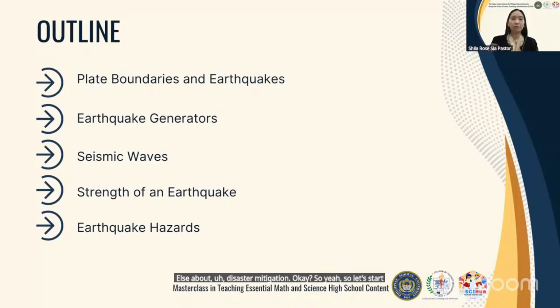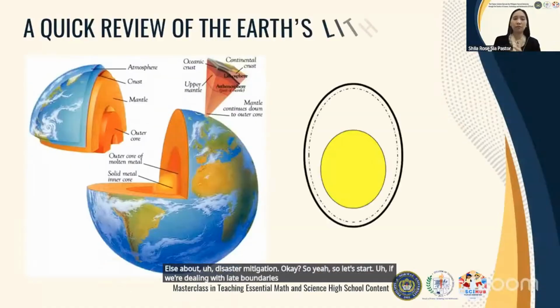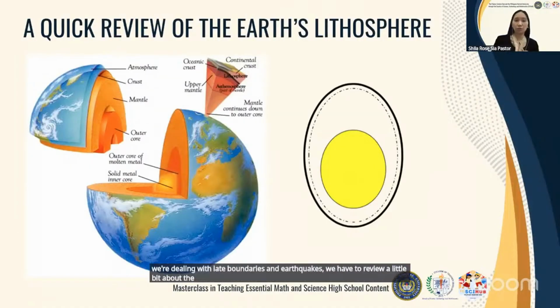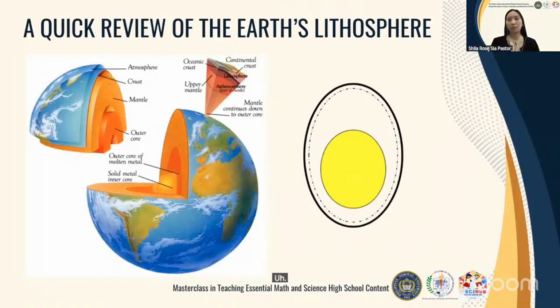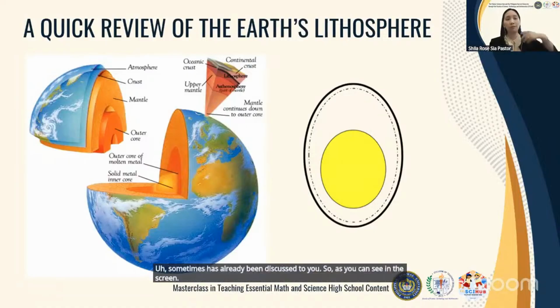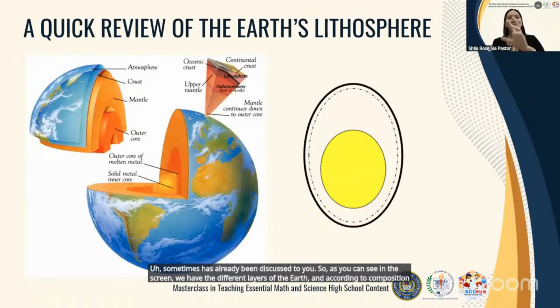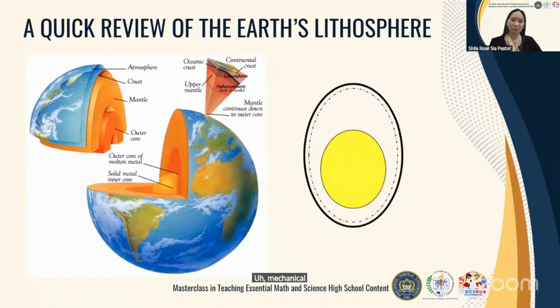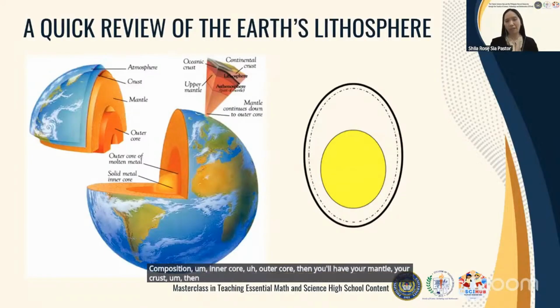If we're dealing with plate boundaries and earthquakes, we have to review a little bit about the lithosphere, some terms of which have already been discussed to you. As you can see on the screen, we have the different layers of the earth according to composition, and the other one is about the mechanical layers of the earth. On one side you're seeing the composition: inner core, outer core, then your mantle, your crust, and of course the atmosphere.